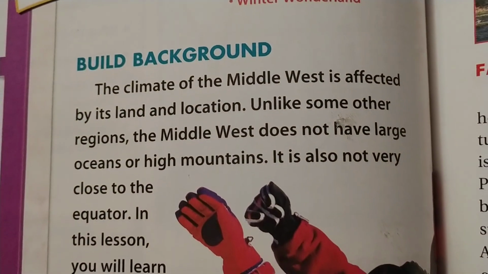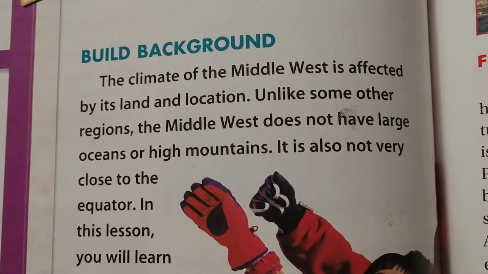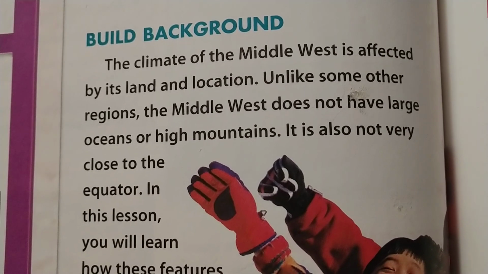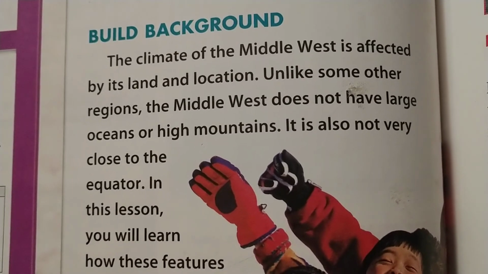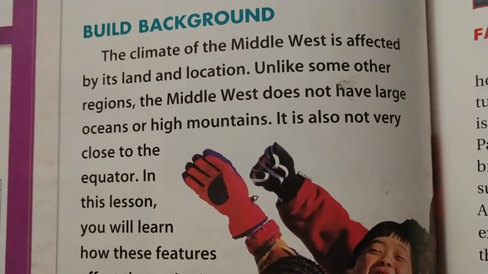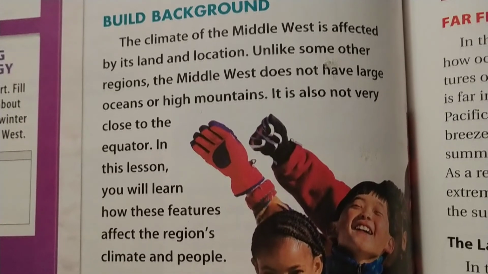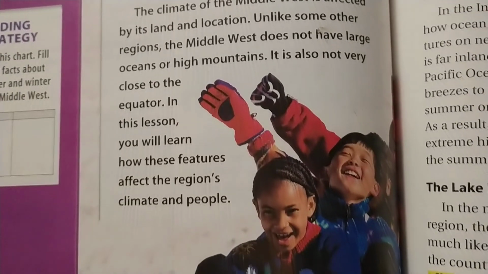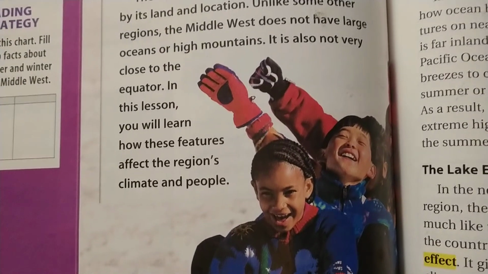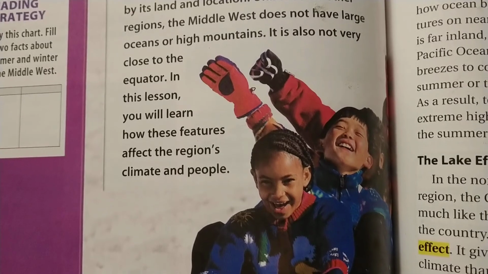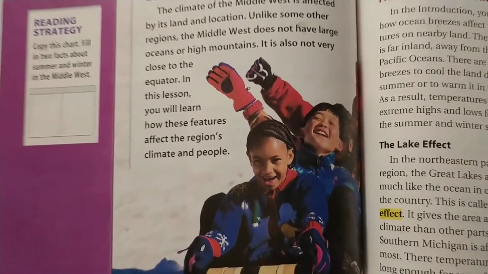Build background. The climate of the Middle West is affected by its land and location. Unlike some other regions, the Middle West does not have large oceans or high mountains. It is also not very close to the equator. In this lesson, you'll learn how these features affect the region's climate and people.